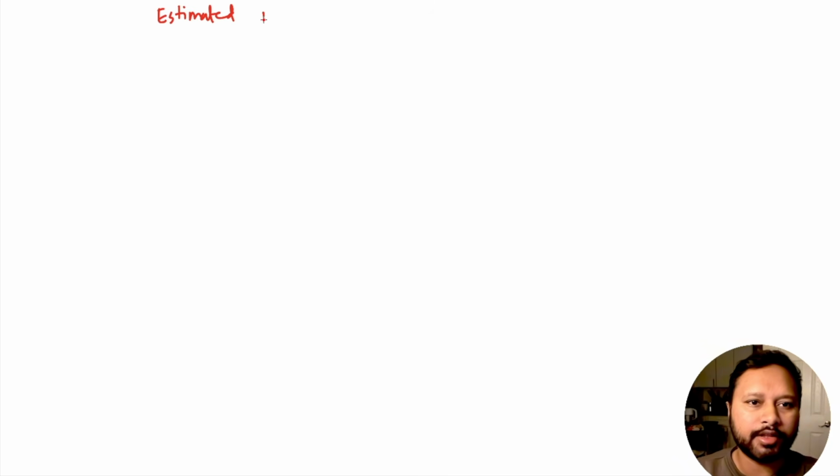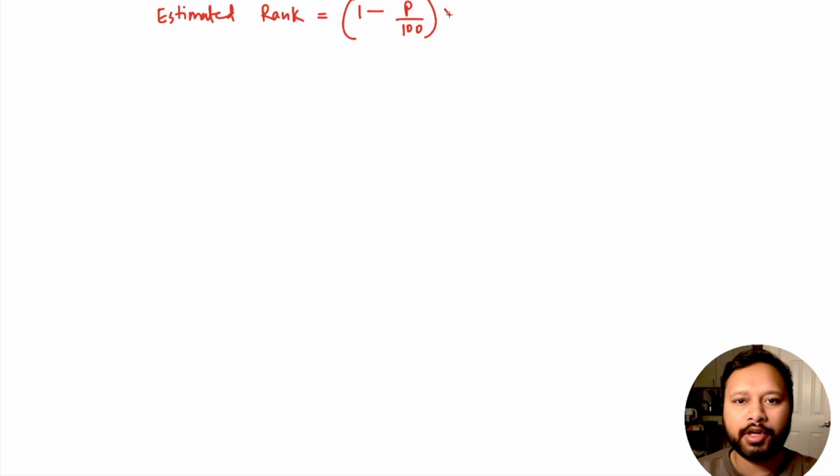Okay. So the formula which is used to calculate your estimated rank. What we are calculating is the estimated rank, and this can be calculated with this formula: (1 - P/100), and then you have to multiply this with 32,957, which was the number of candidates who appeared for chemical sciences. This is for chemical sciences.